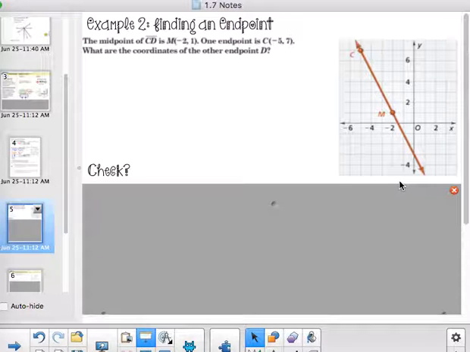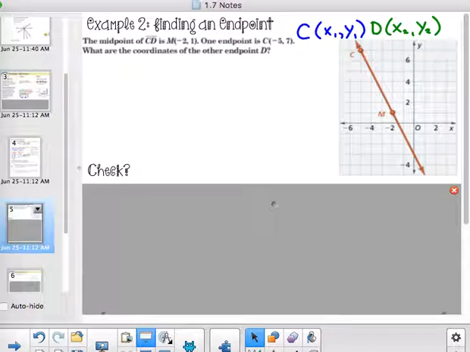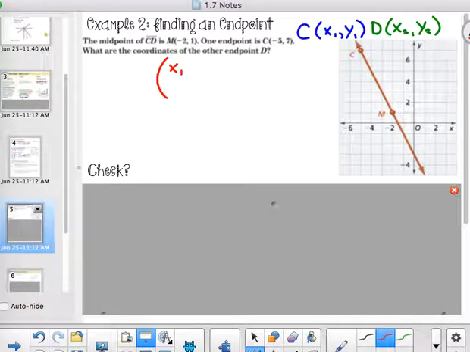In this situation, I've been provided a midpoint, but I've also been provided one endpoint, and we need to find the other endpoint, D. So we're going to let C represent the coordinate for x1, y1, and we're going to let D represent the coordinate of x2, y2. All right, so our midpoint formula is x1 plus y1 all over 2.